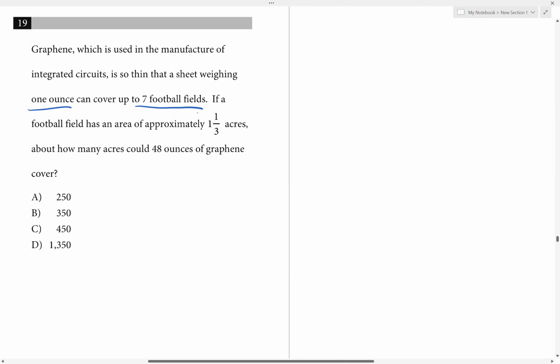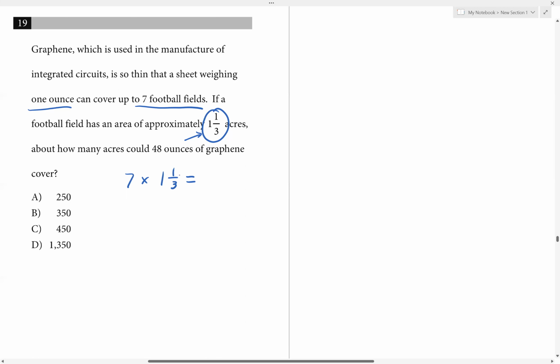Wow. Okay, so that's the ratio there. If a football field has an area of 1 1/3 acre, how many acres would 48 ounces cover? Okay, so we know 1 ounce covers 7 football fields and each one is that many acres. Let's solve for the total area that 1 ounce can cover. Right, so it's 7 football fields. So let's solve it in terms of acres. We can do 7 times 1 and 1/3.